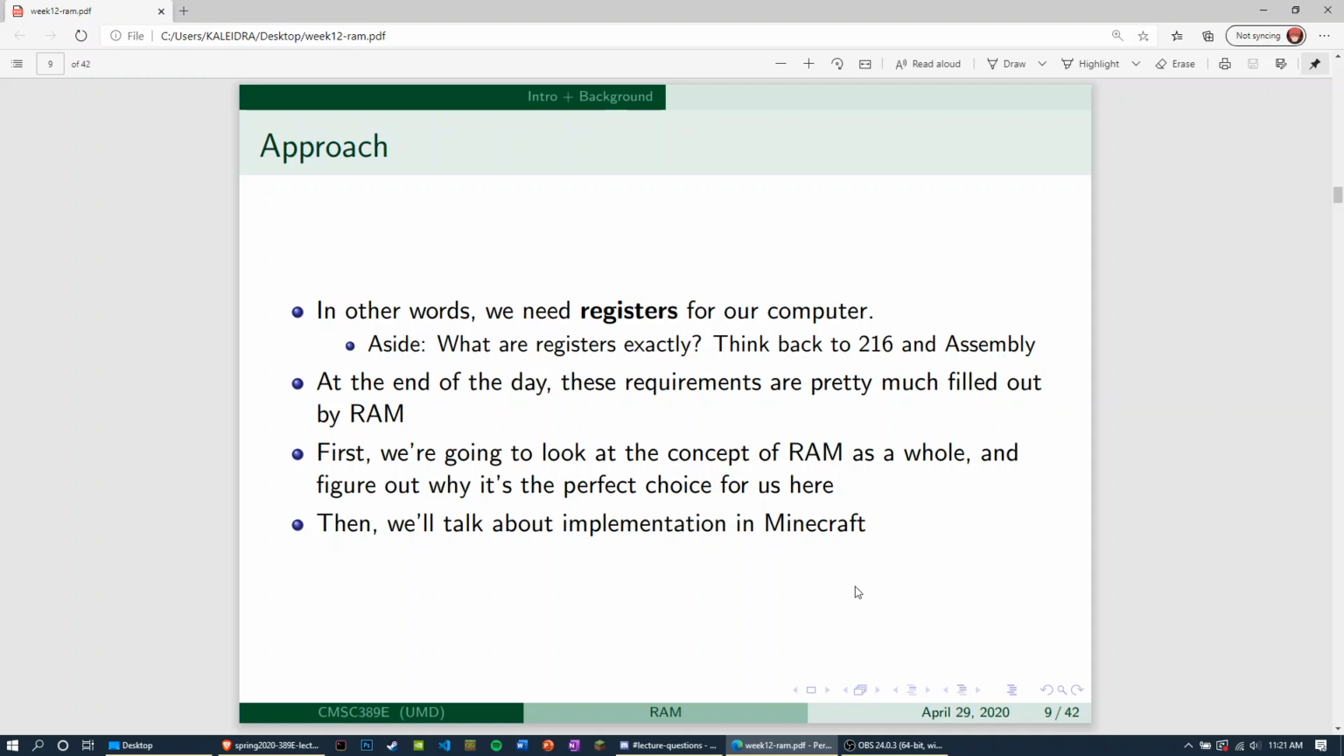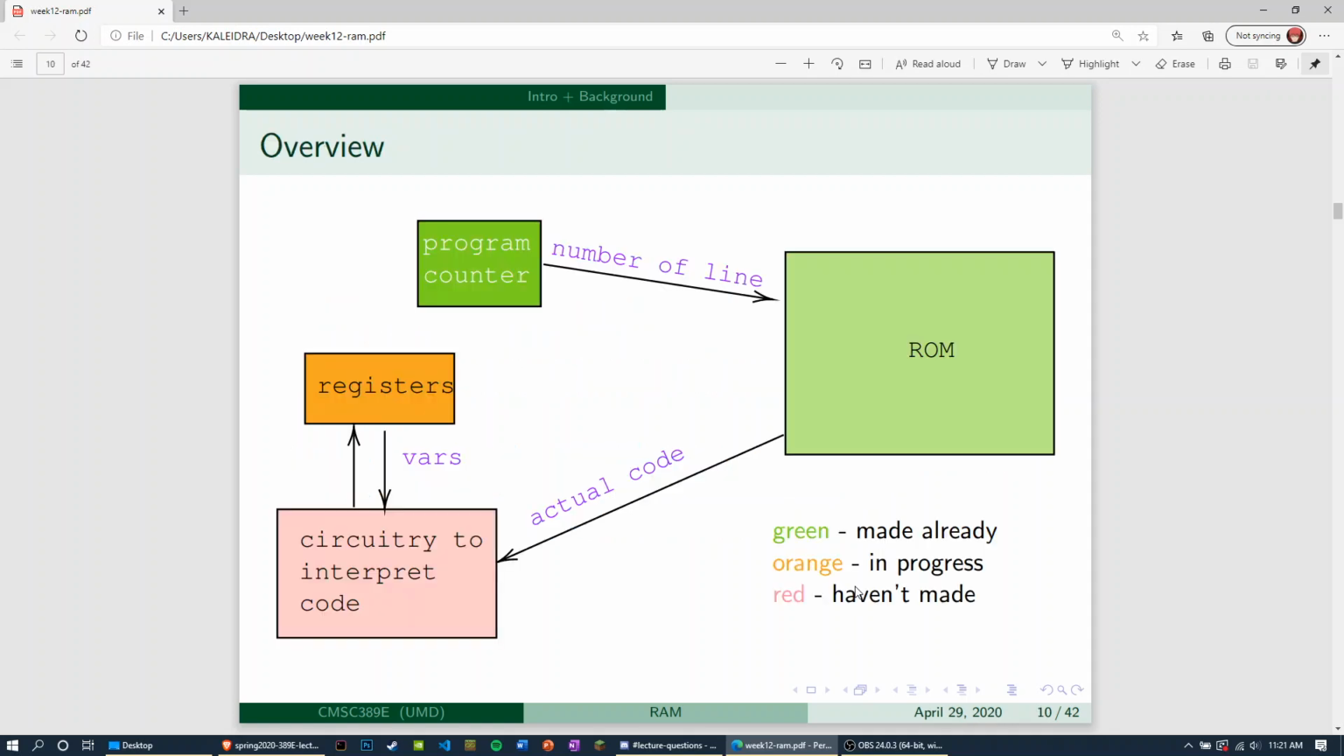And again, by RAM, really we're just considering these sort of registers where we can store values, right? Just fancy latches is really what we're looking at. So hopefully that'll make a little more sense as we keep moving forward.